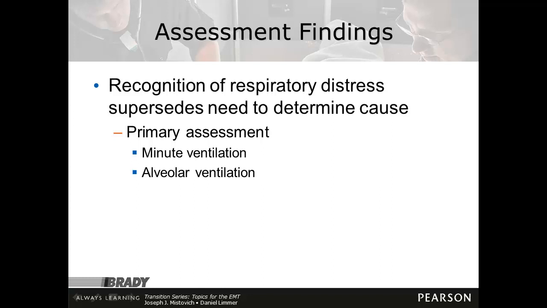Alveolar ventilation is the amount of air reaching the alveoli, the structures where gas exchange occurs and oxygen enters the bloodstream. Assessing alveolar ventilation includes auscultation of breath sounds in the bases, checking pulse oximetry to check for the concentration of dissolved oxygen in the bloodstream, looking for signs of hypoxia in the skin, such as cyanosis, and the patient's mental status, which is often a very strong indicator of adequate or inadequate oxygenation.